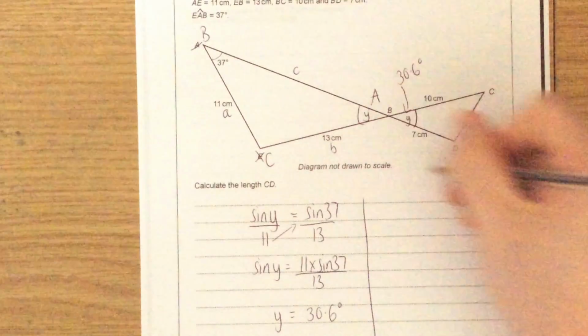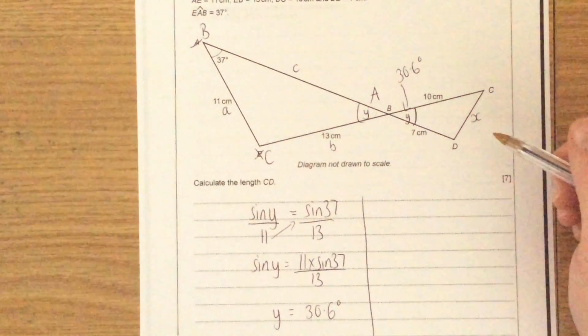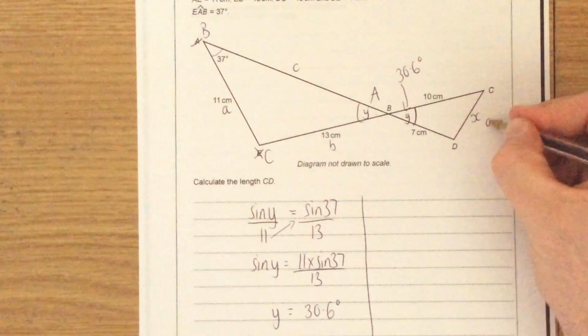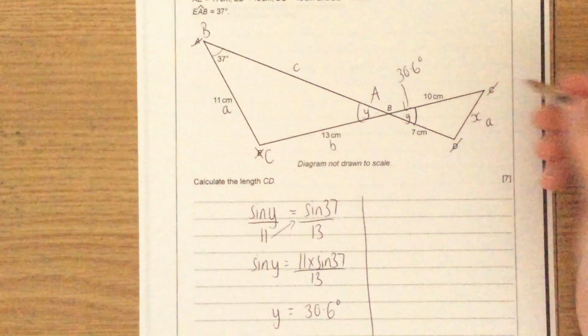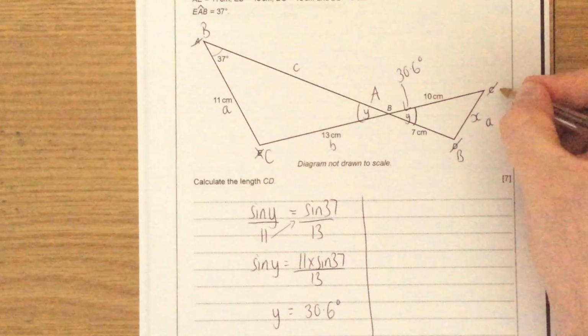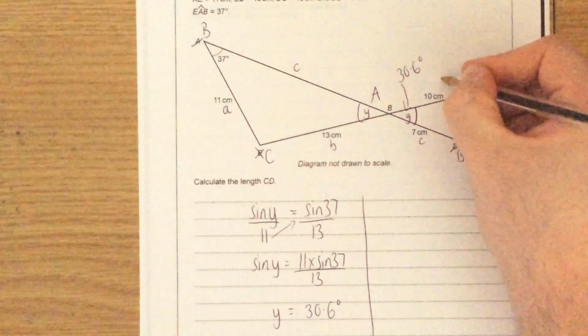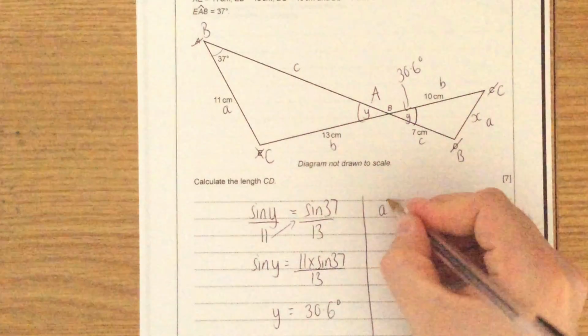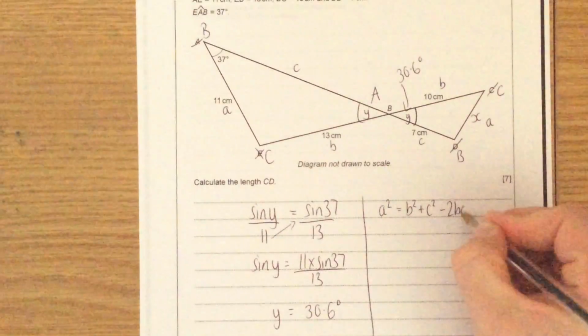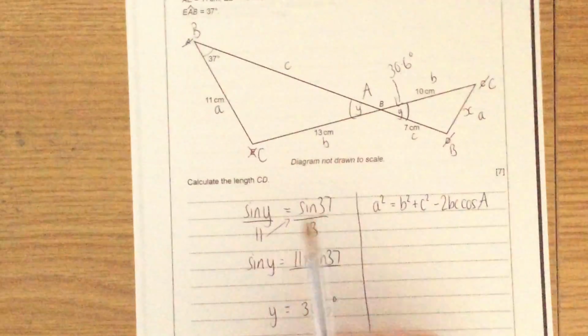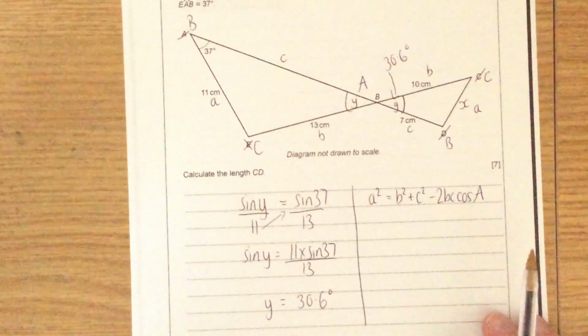Then I can use cosine rule on this triangle. In terms of my A's, B's and C's, this is A because I'm trying to find it, so that remains A there, and then I can swap B and C around. It doesn't matter which one I put. I can leave C as it was, little c, little b. Cosine rule states A squared equals B squared plus C squared minus 2BC cos of A. Remember, both of the sine and cosine rule are given to you on the paper.